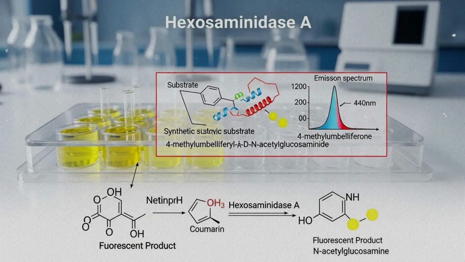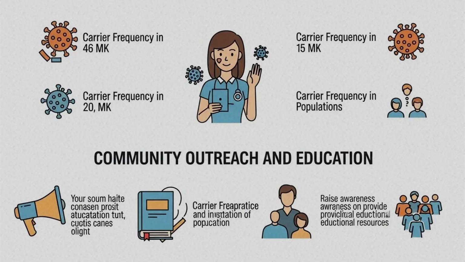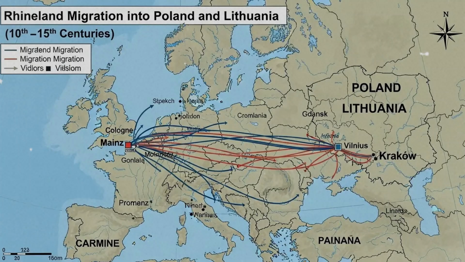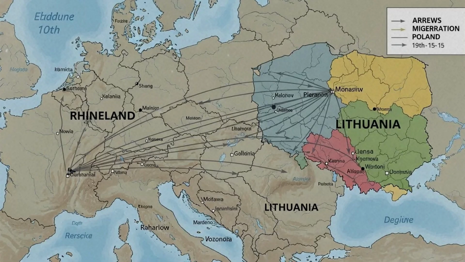Carrier detection allows identification of individuals with a single pathogenic HEXA allele. Because carriers remain asymptomatic, the disorder persists silently within lineages unless systematic screening is employed. However, widespread testing shifts the demographic landscape by reducing the probability that two carriers will have an affected child. This approach exemplifies how genetic knowledge can modify disease prevalence without altering underlying mutation frequencies.